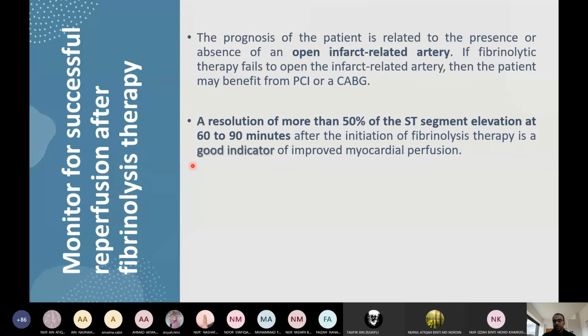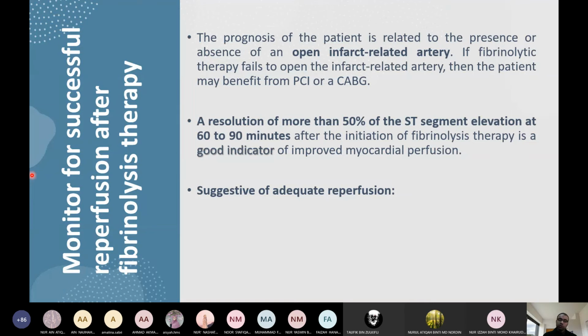Monitoring for the success of fibrinolytic therapy, what is the main aim? To restore the patency of the artery. So opening the infarct-related artery is the main outcome, and if a resolution of more than 50% of the ST segment elevation happens between 60 to 90 minutes of initiating the fibrinolysis, it will be a good indicator that the reperfusion is going with a good response and a good outcome.